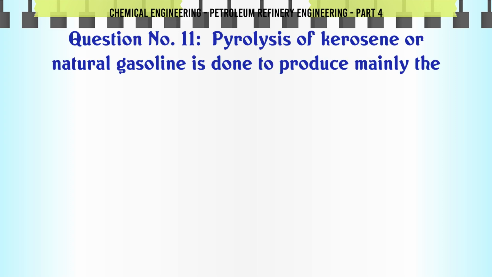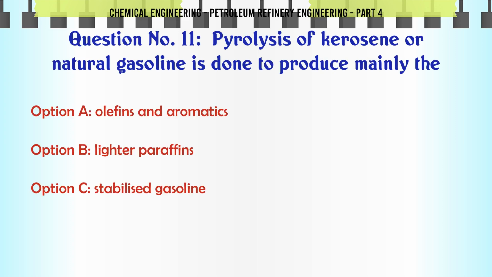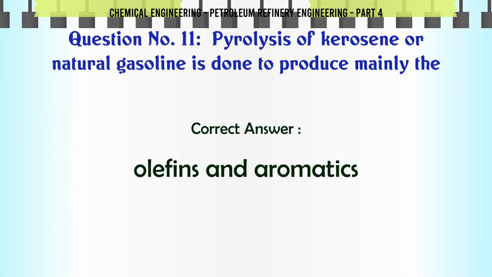Pyrolysis of kerosene or natural gasoline is done to produce mainly: A. olefins and aromatics, B. lighter paraffins, C. stabilized gasoline, D. diesel. The correct answer is olefins and aromatics.